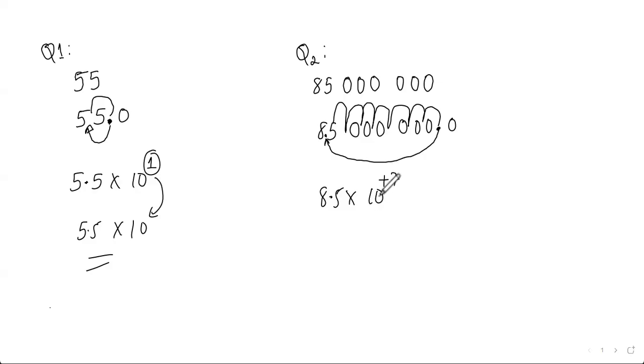You know why it's positive 7? This is a whole number and we are moving in this direction. So if it's a decimal number, it's going to be negative. If it's a whole number, it's going to be positive. You understand? If you still have questions about this, let me know in the comment section. So now let's go to the next question.